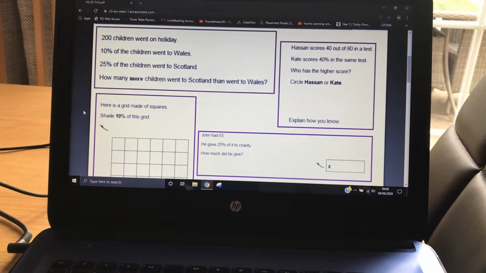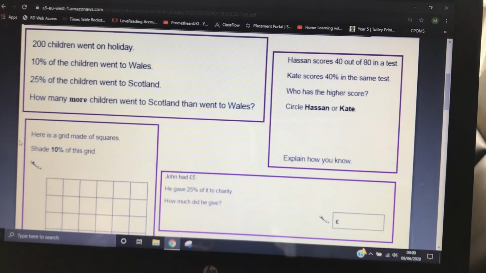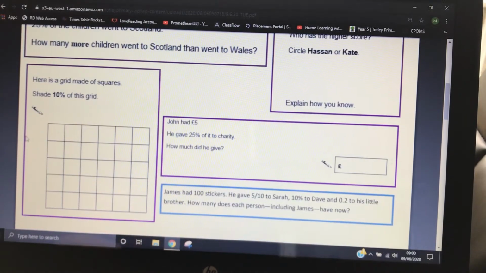Ooh, I'll do this one because it's more of a visual one. I know it says colour it in, but let's use our common sense and we'll just say how many we would have coloured in. So, here's a grid made of squares, shading 10%.